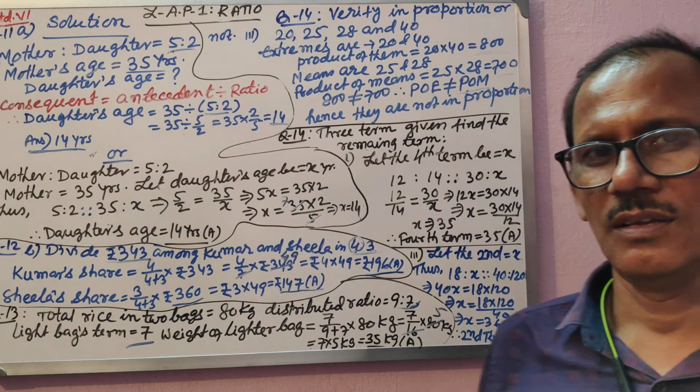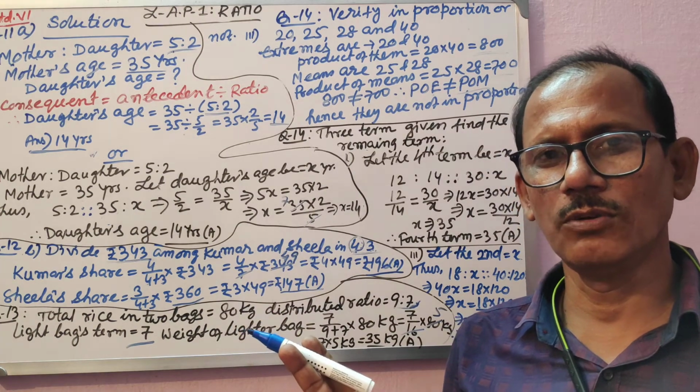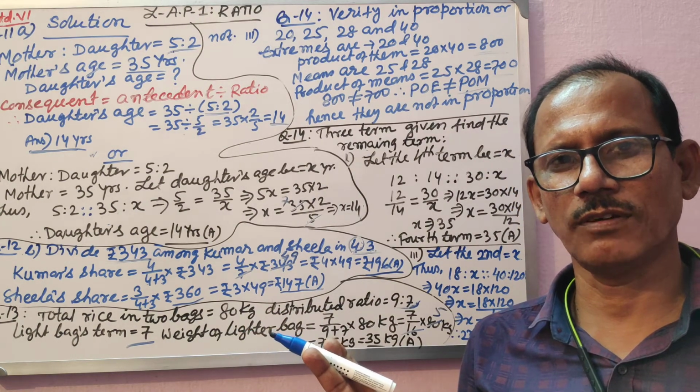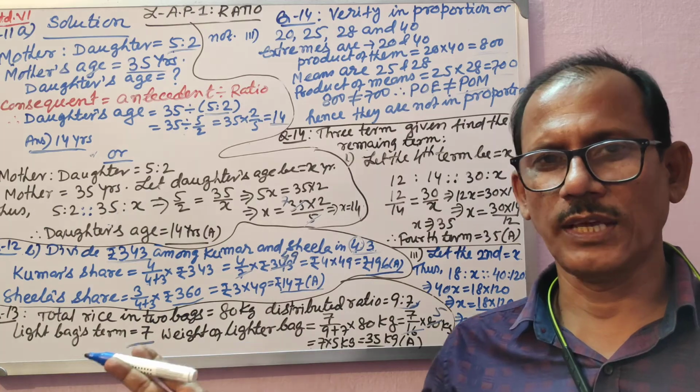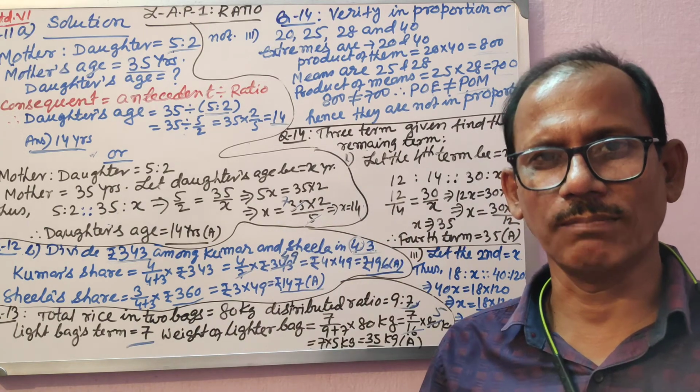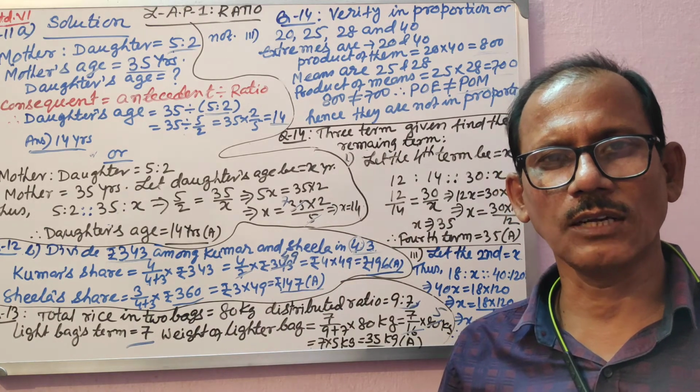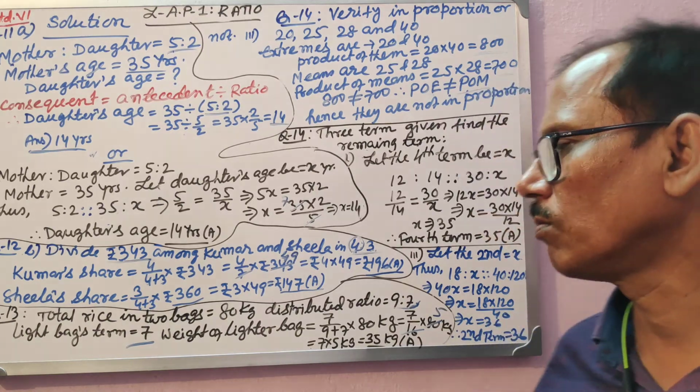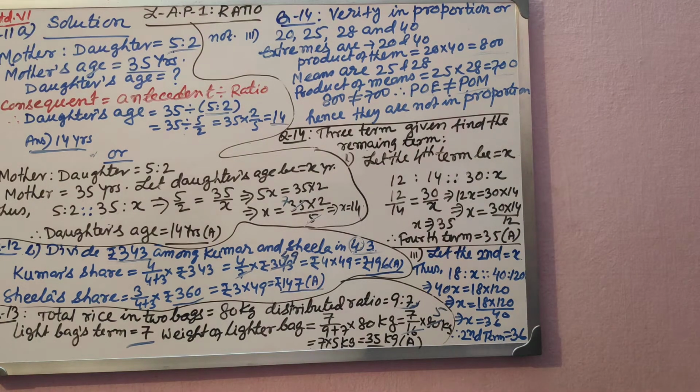Just see. In between, you find the product of the means, and for both the extreme terms you find the product. If both the products are equal, they are in proportion. If not, they are not in proportion. Now I will find out the terms.